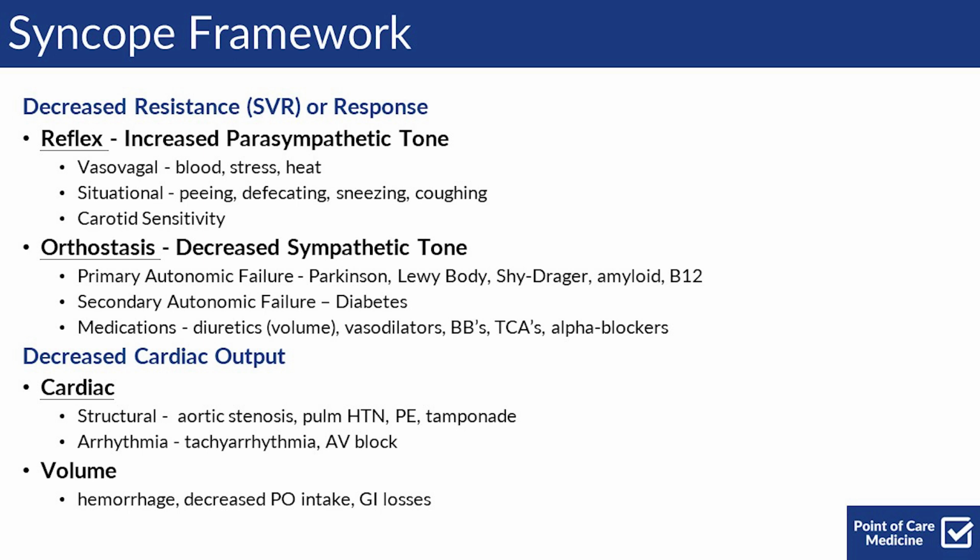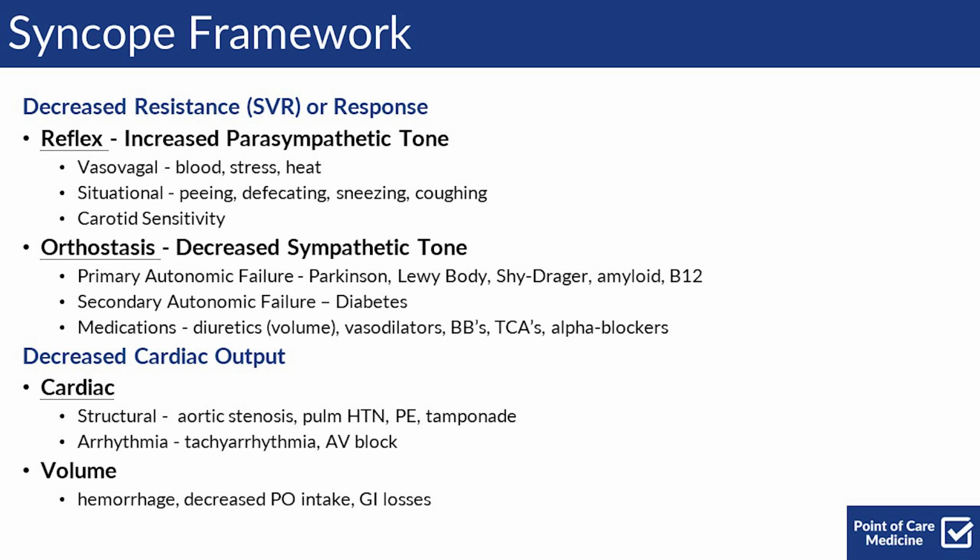Things that decrease your cardiac output, this is really where cardiac syncope comes in, because if you have a structural abnormality like aortic stenosis, pulmonary hypertension, a PE, or tamponade that's causing some sort of a shock, it's going to decrease your cardiac output, and that could be a reason why you syncopize. Arrhythmias like tachyarrhythmias or AV block obviously can also lead to decreased cardiac output just by the fact that you're not having enough stroke volume.